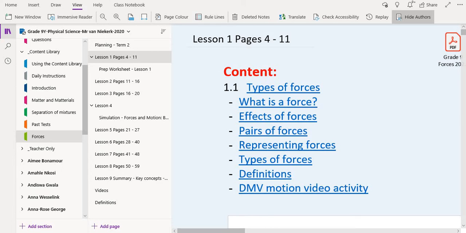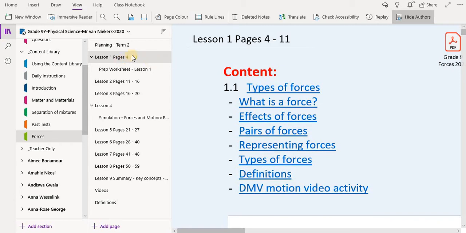Okay, girls, so I'm going to do a quick recap of lesson 1, and that's pages 4 to 11. At the moment, I'm in our class notebook under content library, and I'm looking at forces. This was the lesson we had on Wednesday, the 15th of April. You are meant to just read through and remind yourself of what we did last time, and that's basically what I'm going to do right now.